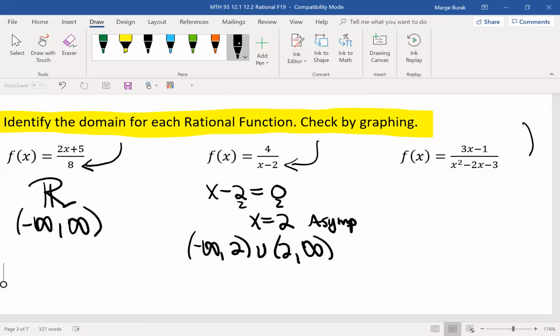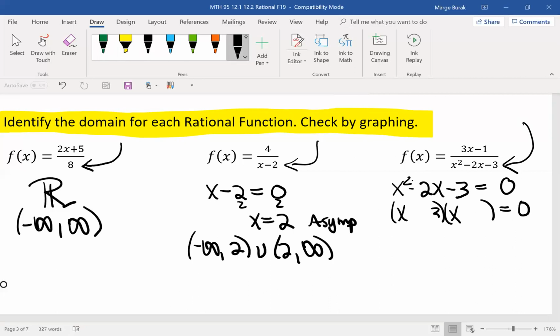And here's another one. Uh-oh, we got a quadratic. Now what we need to do is find out when this denominator is equal to 0, because those are our most likely asymptotes. There are also holes. We'll come up to that soon. So let's factor this, because we need to solve this equation equal to 0. So x times x, 3 times 1, and we have a negative 3 plus 1 gives me the negative 2 right here. All right, so to solve this, I would say x is 3 or x is negative 1.